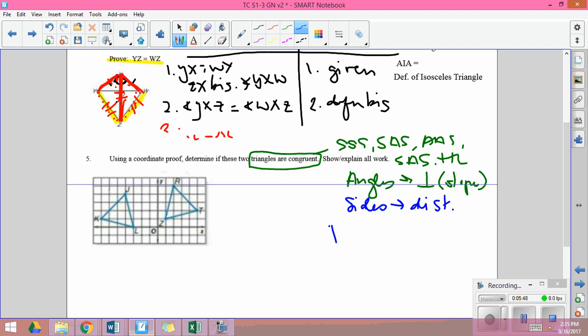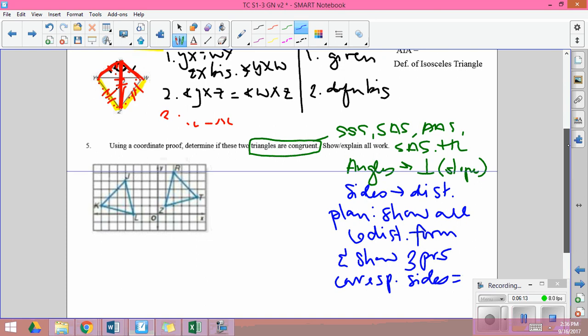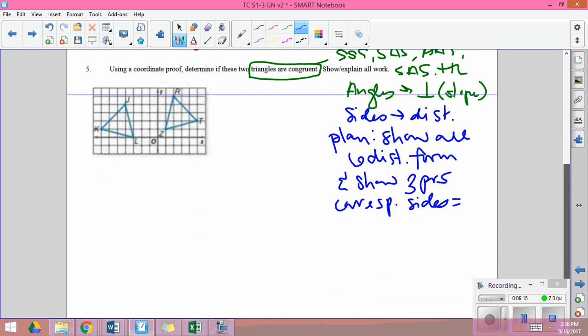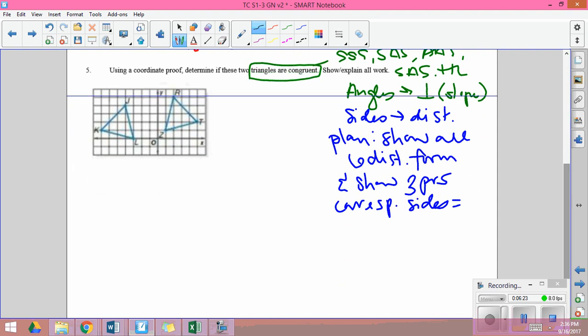So here's my plan: I have to show all 6 distance formulas, and I need to show 3 pairs of corresponding sides equal. So I have to get everybody to match up. The best way to do this is to just be very deliberate and clean with your work. I highly recommend that you write down the coordinates.